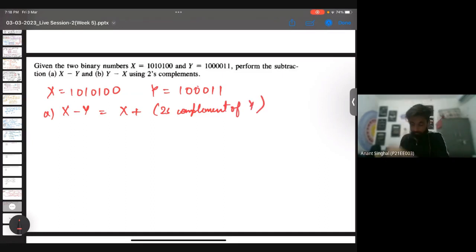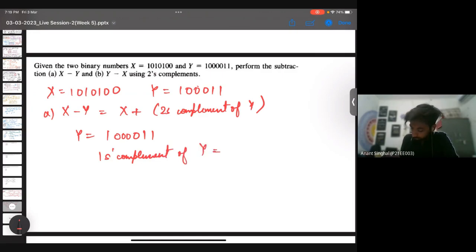We'll first calculate the 2's complement of y, which is 1 0 0 0 1 1 0 0 0, with one more 0. For calculating the 2's complement, we first calculate the 1's complement of y, which is 0 1 1 1 1 0 0, and then we add 1 to it. So the 2's complement will be 0 1 1 1 1 0 1.